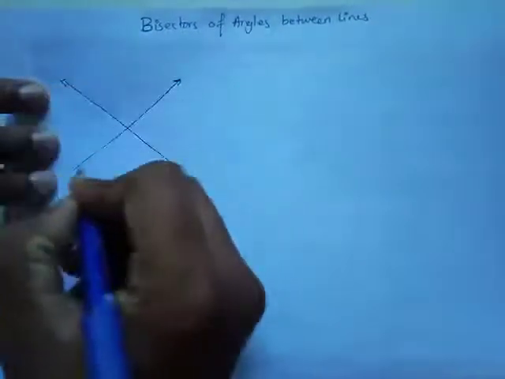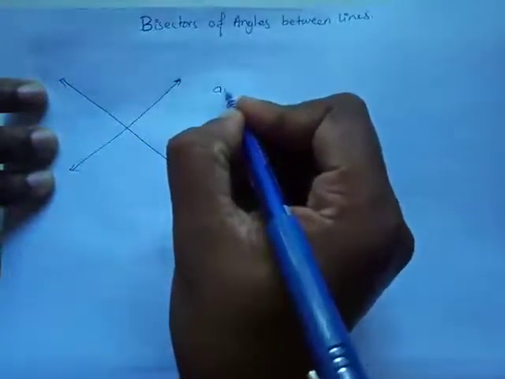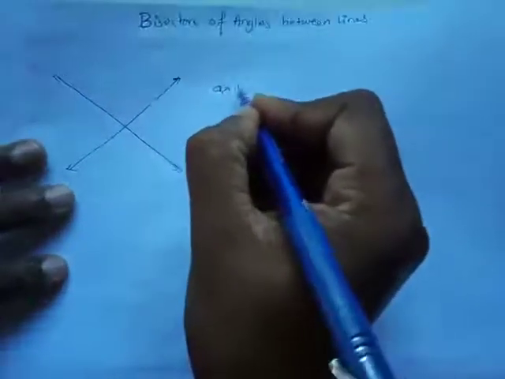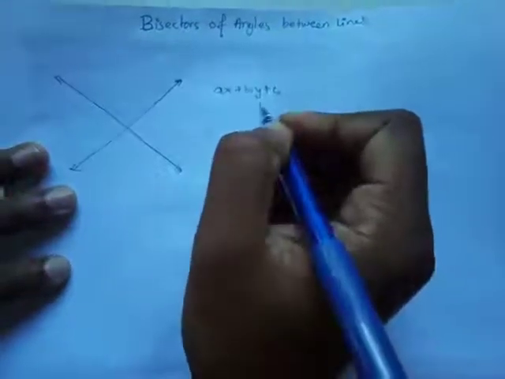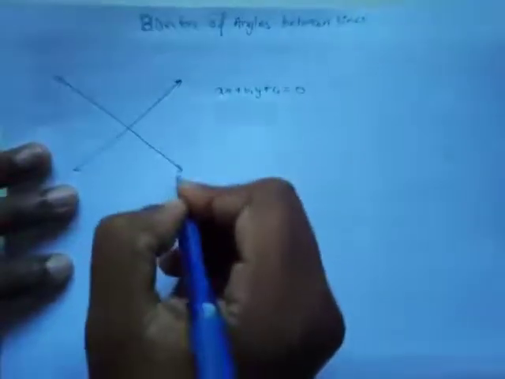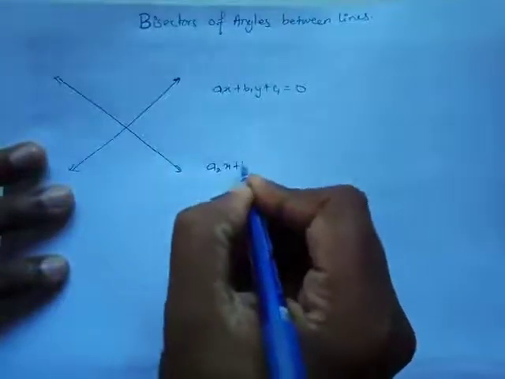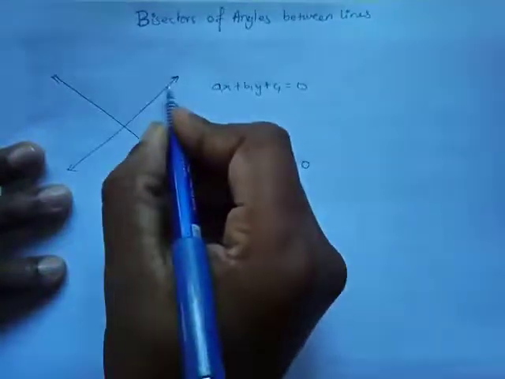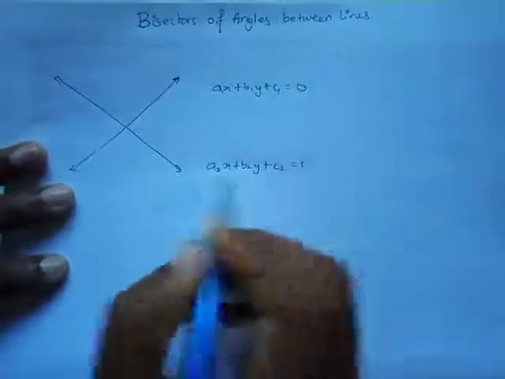Let's say the equation of this line is a1 x plus b1 y plus c1 equals 0. This is the equation of this line. What is the equation of the other line? Let's say the equation of this line is a2 x plus b2 y plus c2 equals 0. So this line is represented by this equation and that line is represented by that equation.